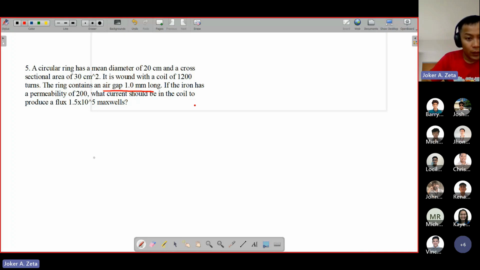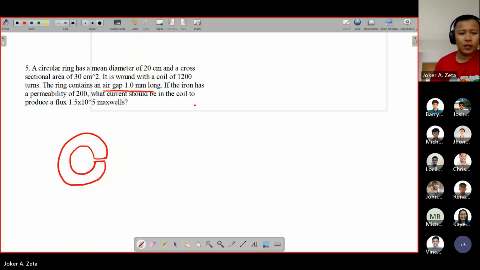So, let's say, in front view, this is your circular ring, and you have here your air gap. Okay? Your air gap is 1 mm.